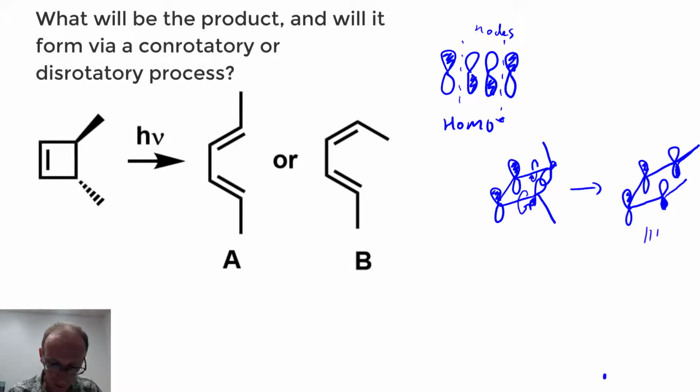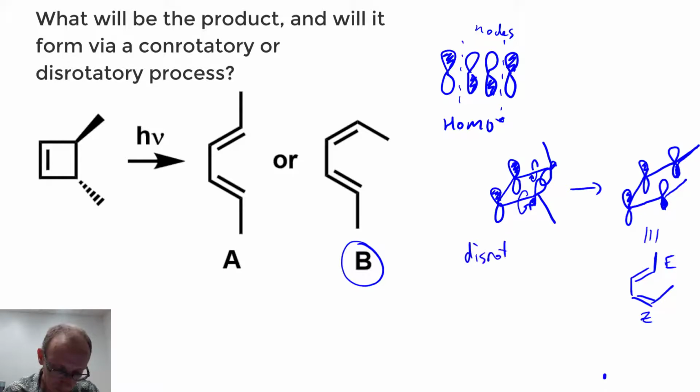So if we draw out that molecule again, it's going to have the two double bonds like this, one of which has the methyl group in an E arrangement and the other one which has it in a Z arrangement like that. And that corresponds to compound B. And we said that we went through a disrotatory process to get to that. Okay, so that's the answer to that question. It's a disrotatory process to give compound B.